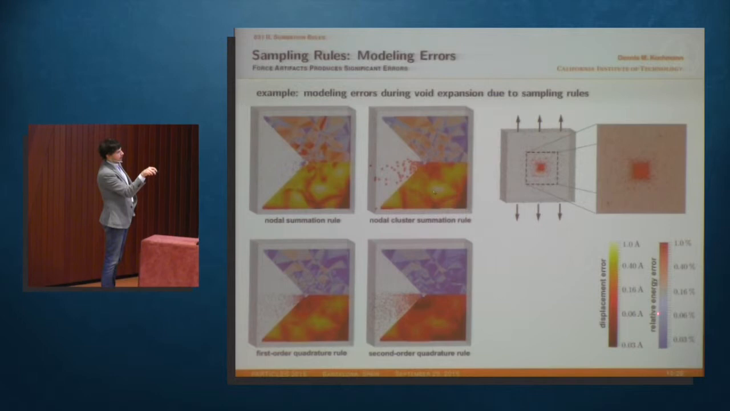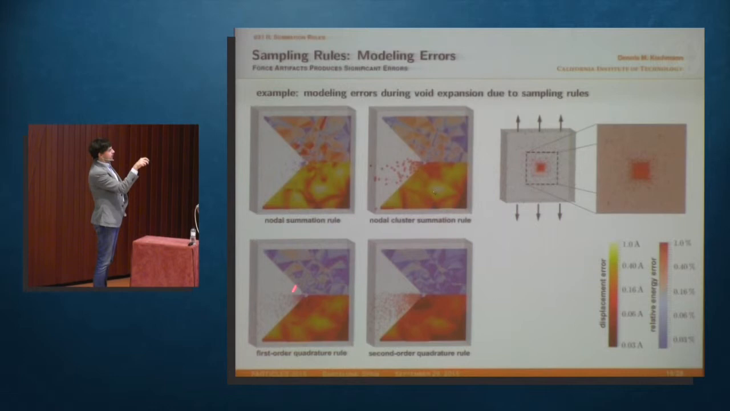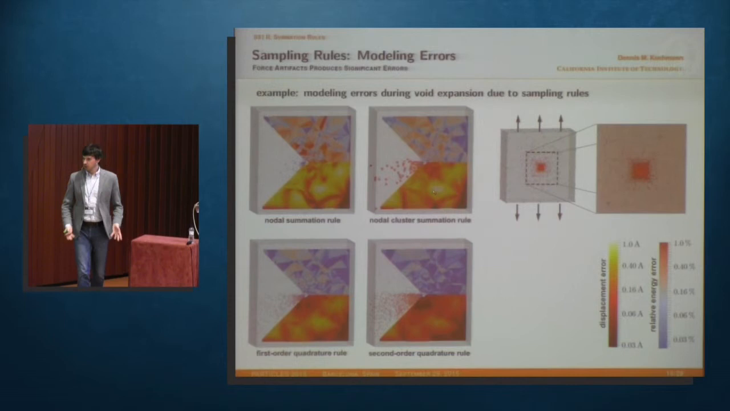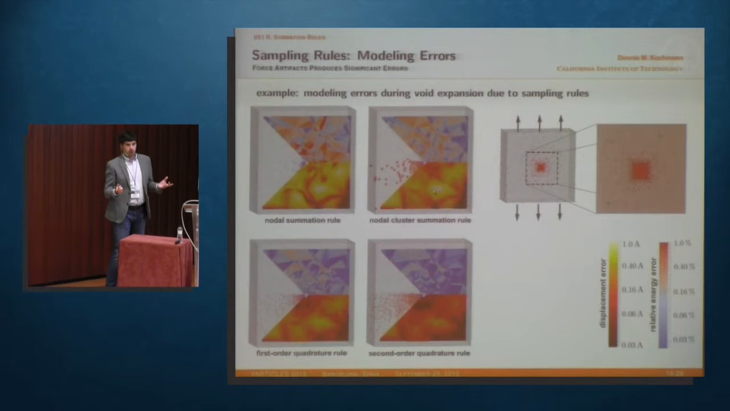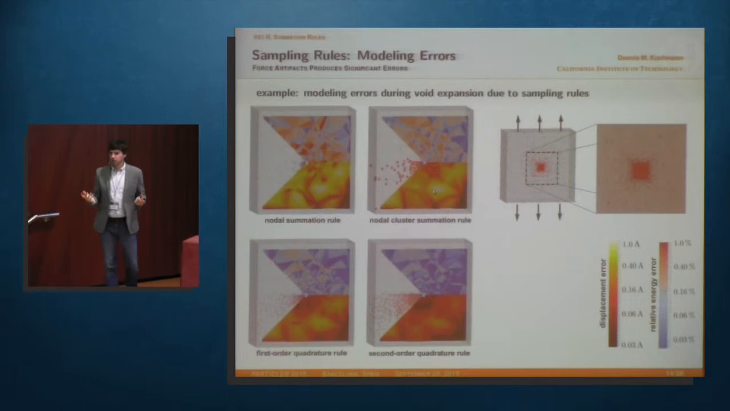If I make clusters around the nodes, it looks like this. If I use first-order quadrature, second-order quadrature, of course, the more sampling points you throw in, the better you get. You reduce the error, but the error is still huge. It's on the order of an angstrom or so. The interatomic spacing, for reference, is on the order of 3 angstroms or so. So our atoms are really where they're not supposed to be.